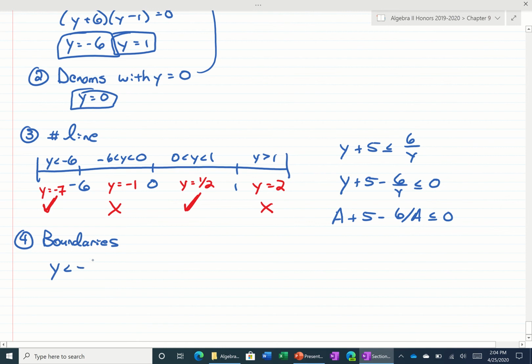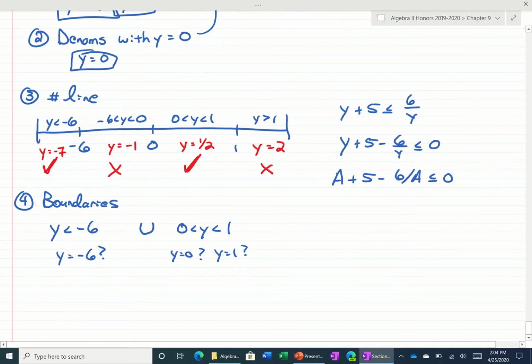For y is less than negative 6, could y be negative 6? Or between 0 and 1, could y be 0 and could y be 1? And let's see what we get.